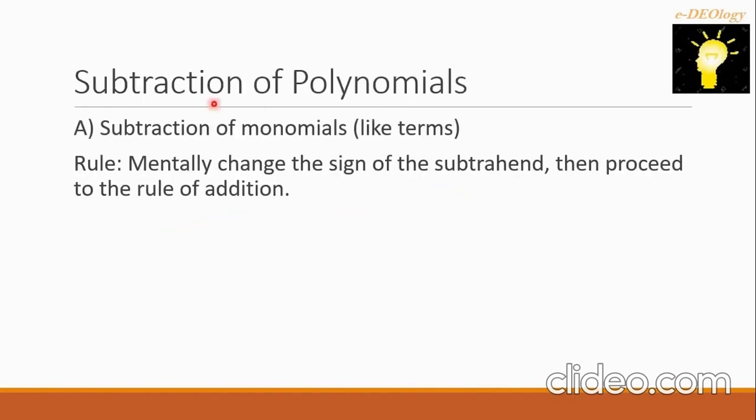Now let us go to subtraction of polynomials, starting with the first part, subtraction of monomials of like terms, meaning these are terms with the same literal coefficient. The rule is to mentally change the sign of the subtrahend, then proceed to the rule of addition. To illustrate, suppose we have a minus b.